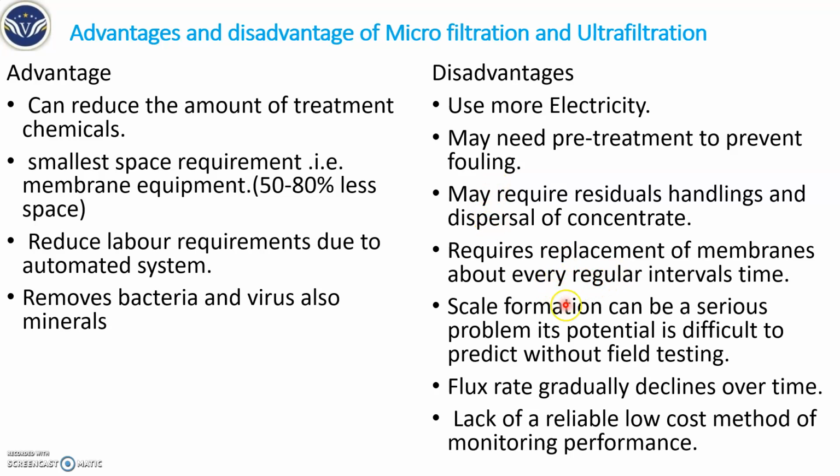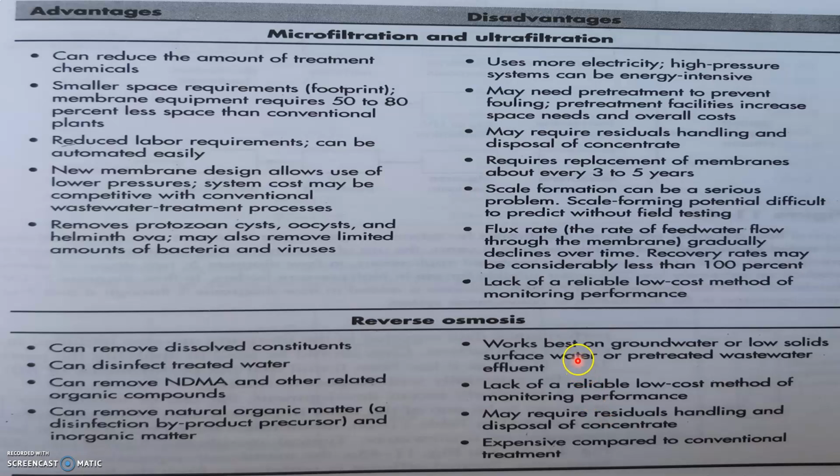And these membranes have to be replaced at certain intervals, and those intervals may be 1 year, 2 years. You need to replace it with a new one, and they are much costlier. And they are prone to scaling. Flux rate declines over a period of time due to that scaling itself. And you need to constantly monitor it. Sometimes there is also a reliability issue, they tend to break down very quickly sometimes.